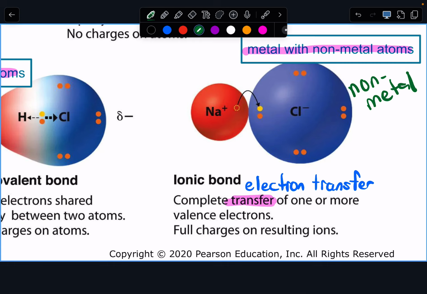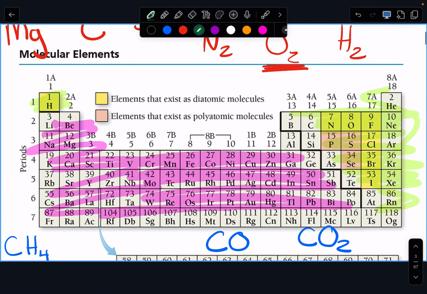And then what happens? Why does that create a bond? Because the metal is now positively charged. Just like we knew this happened, we actually talked about this last unit.